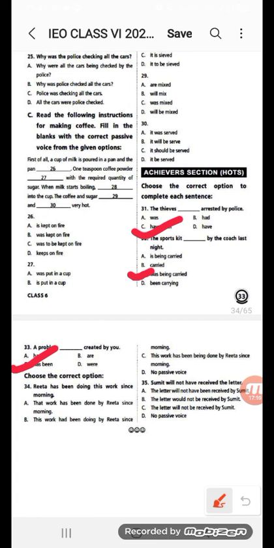34, here again we have to choose the correct option. Rita has been doing this work since morning, and the correct answer will be, as this sentence is in perfect continuous tense, there is no passive voice for this. Now number 35, Sumit will not have received the letter, and the answer will be, the letter will not have been received by Sumit. So as we have completed chapter number 10, we will meet again with another topic. Till then, bye everyone.